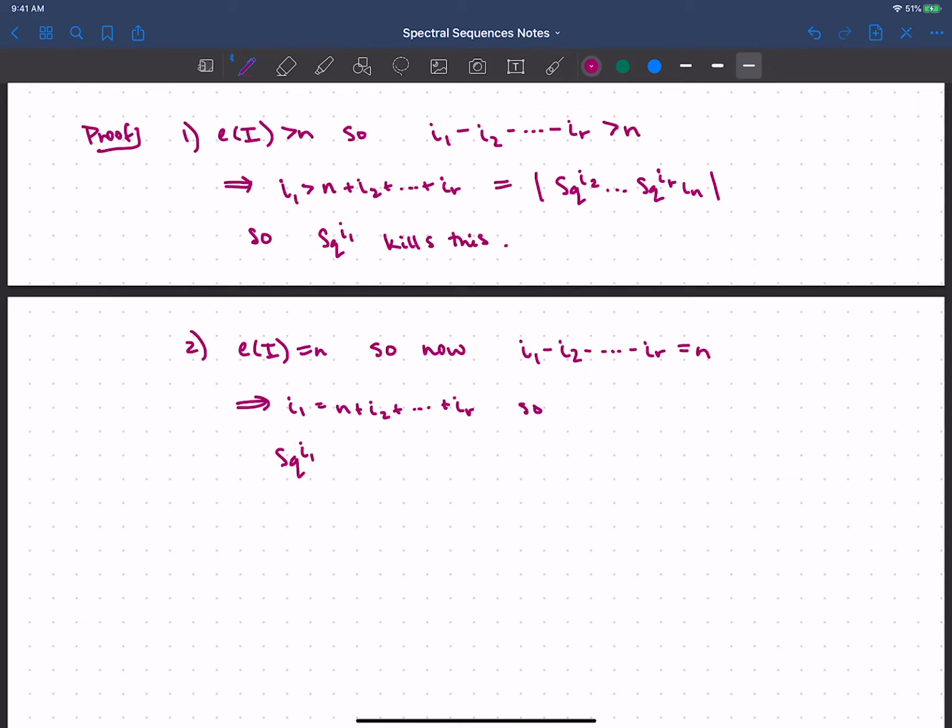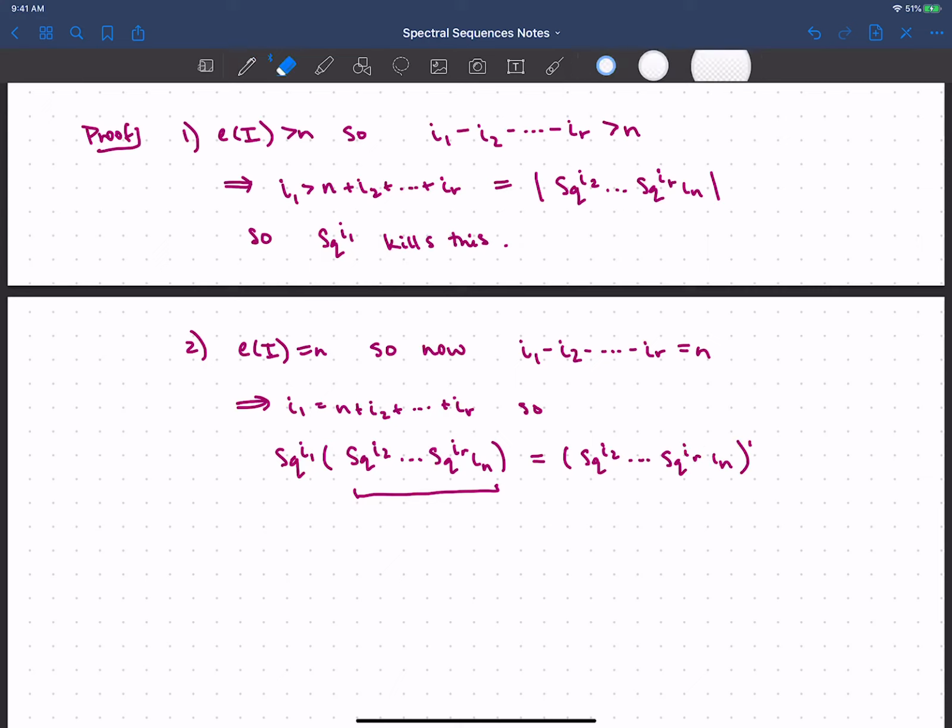So I look at square I1 applied to square I2 after all the others, after square IR applied to iota n. And I notice that now the degree that this thing is in is precisely I1. But remember, one of our rules of the Steenrod squares is that it extends the cup square. So if we're in the correct degree, and we are, then we should just get that class squared. So this is square I2 after a bunch of stuff, square IR applied to iota n, and then squared.